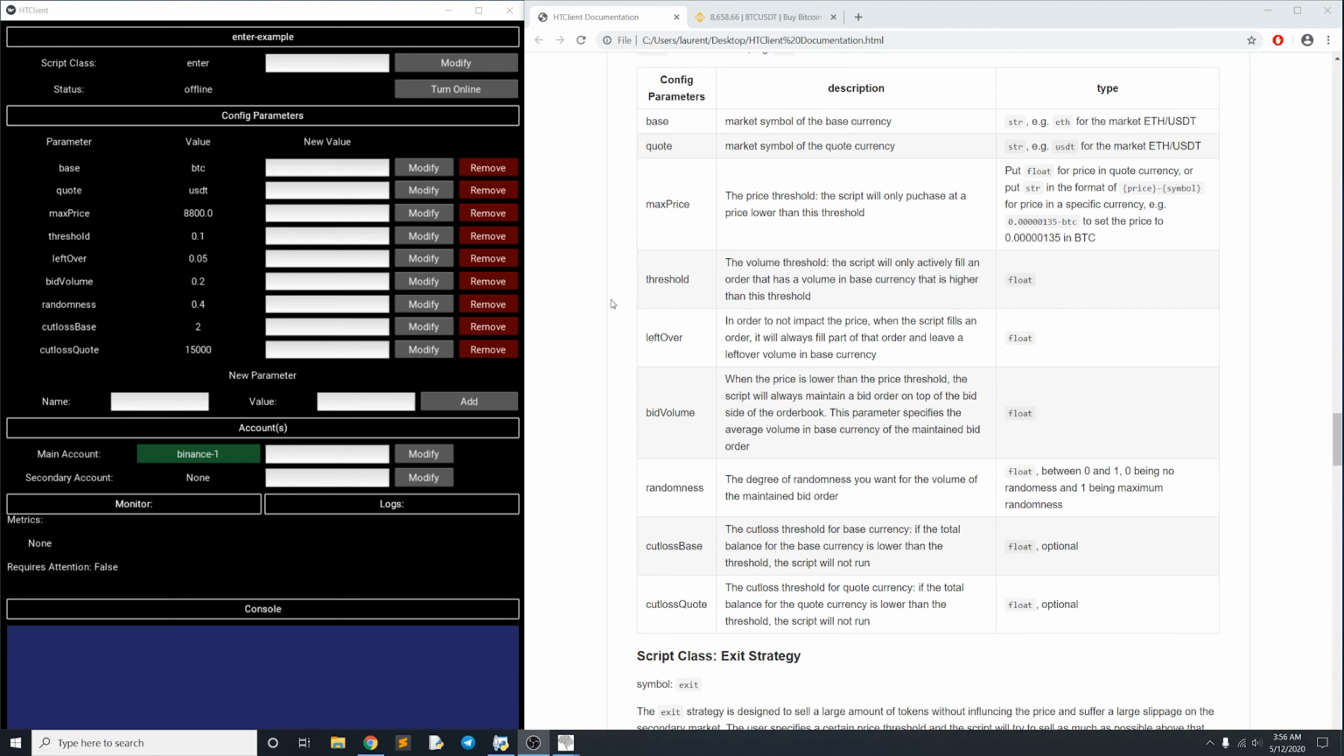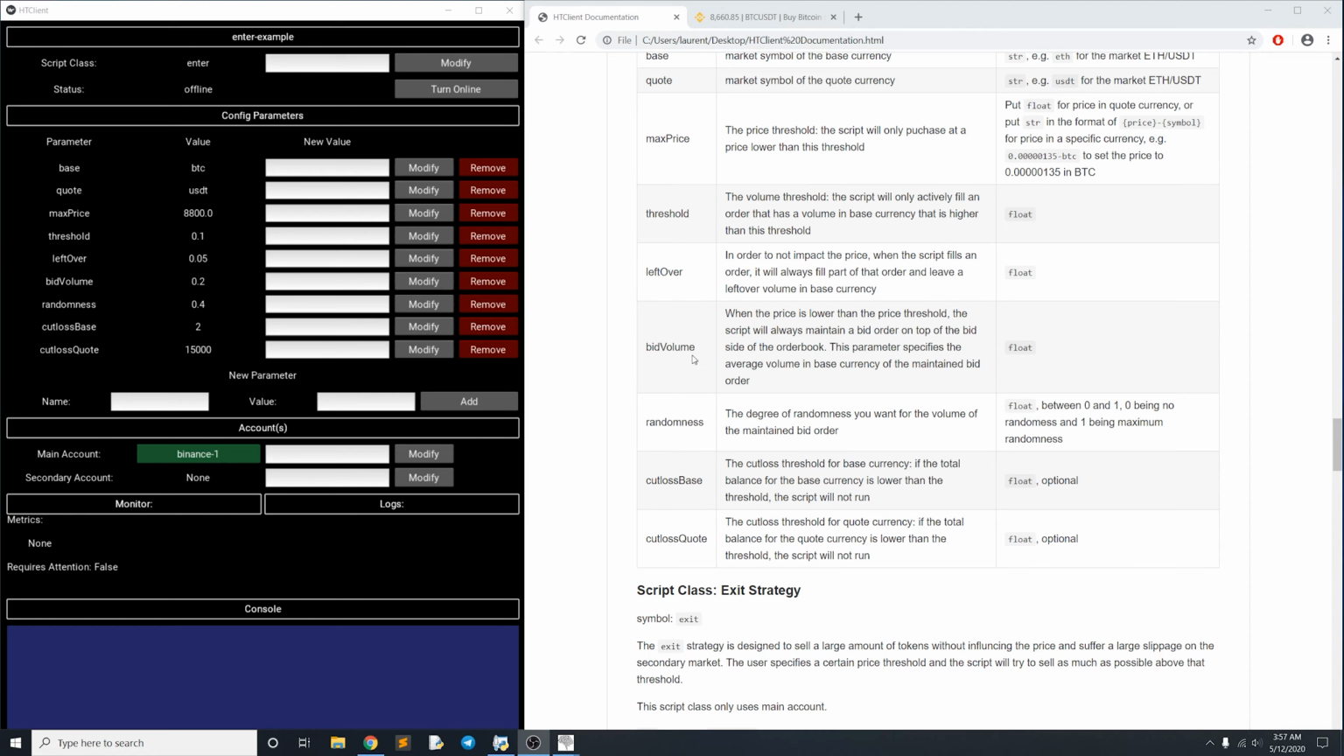Leftover is a parameter that can be used to not impact the price. So if you want a sustainable buyback strategy, you can put a small leftover so that you're not going to push the price up when you buy. However, if you don't necessarily want a sustainable buyback, you can put a leftover of 0.